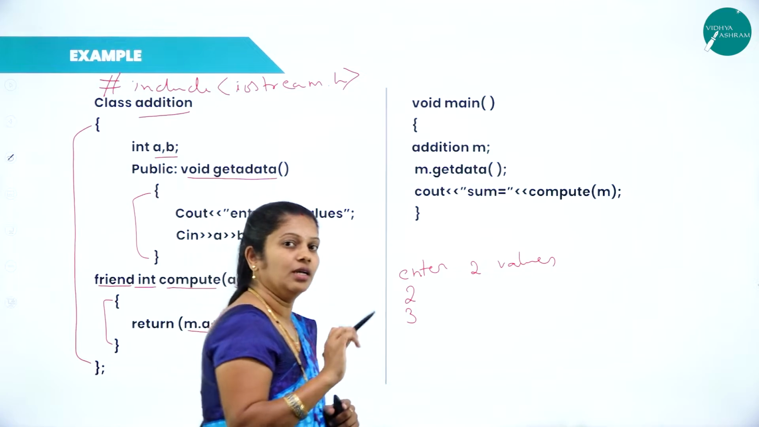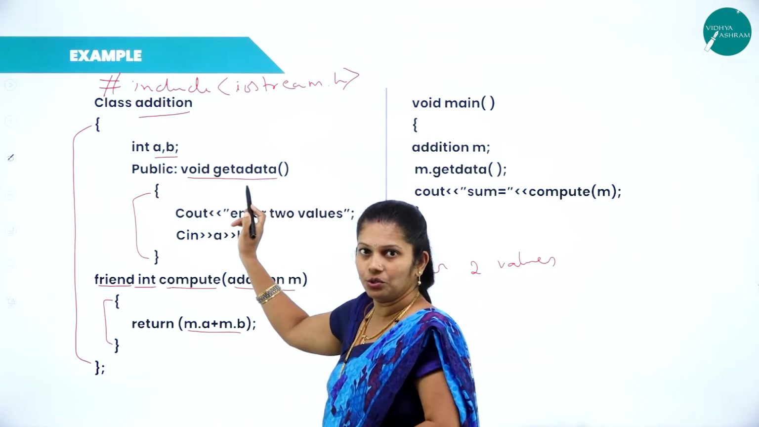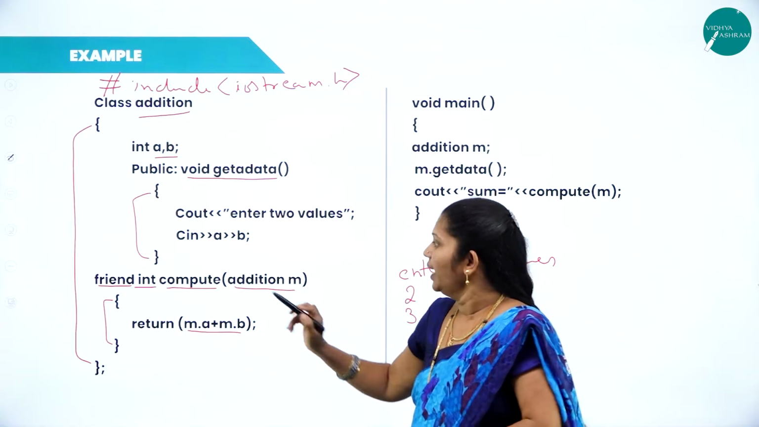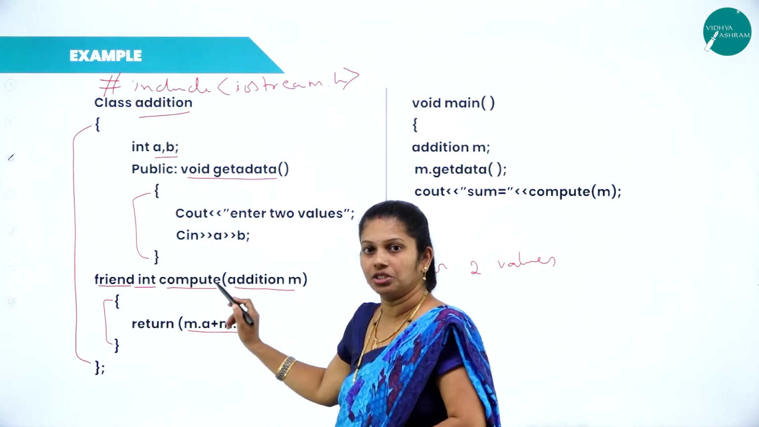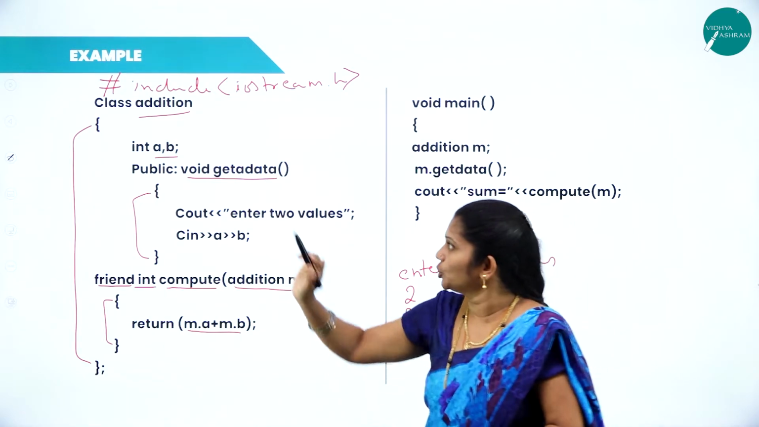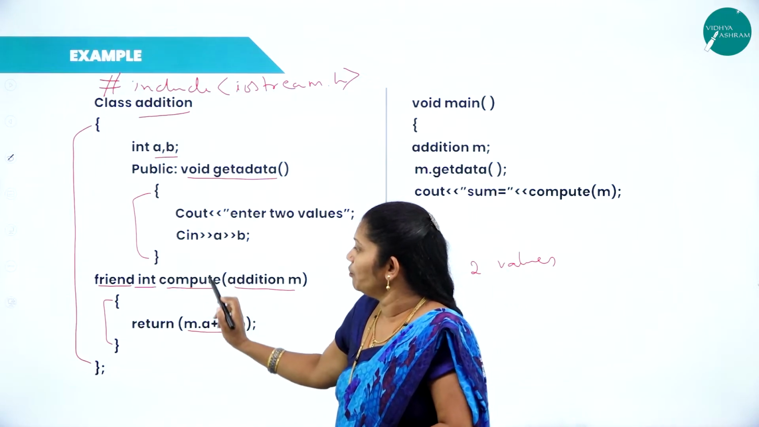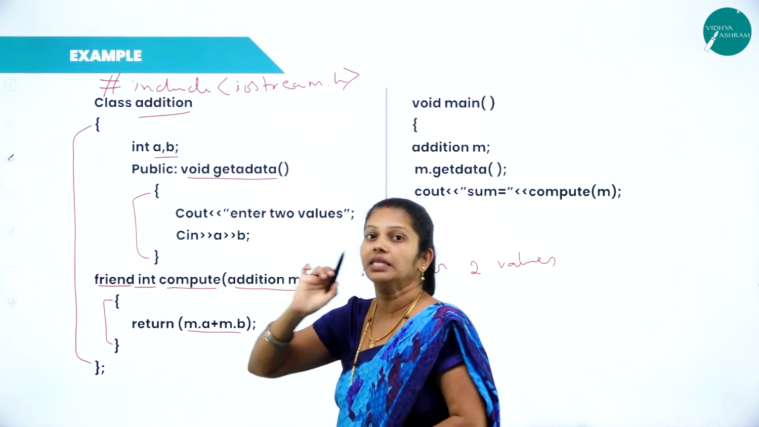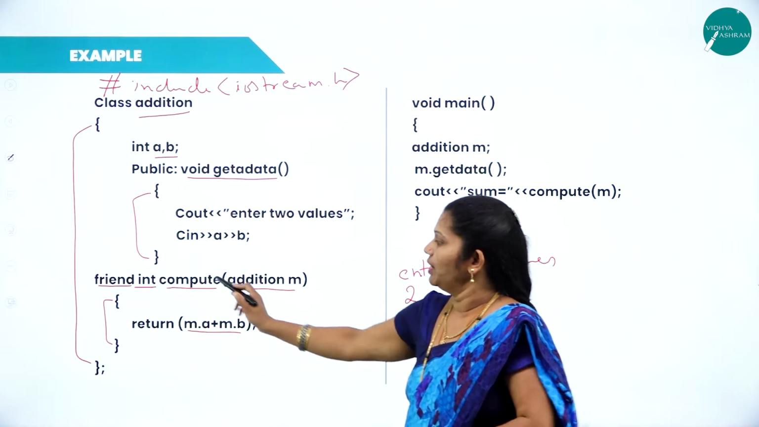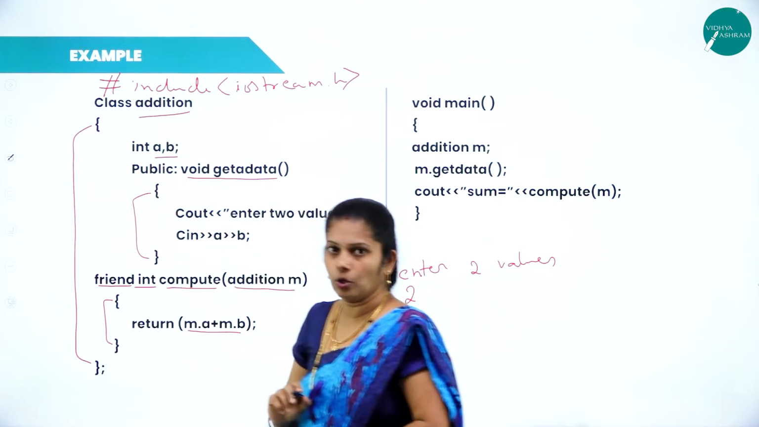If you observe here, totally two functions are there. One is the getData function, which is a member function. And one more is the compute function, which is a non-member function. It does not belong to this addition class. It is a non-member because before the function name we have the keyword friend. Here we have done the calculation, and later on, we opened the class and here we close it.